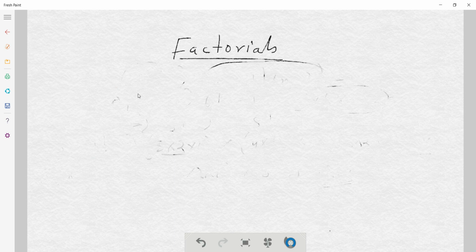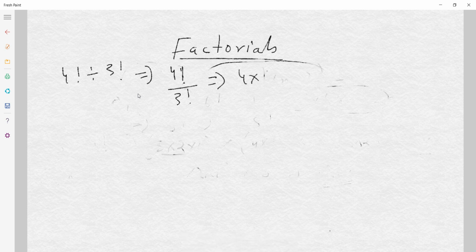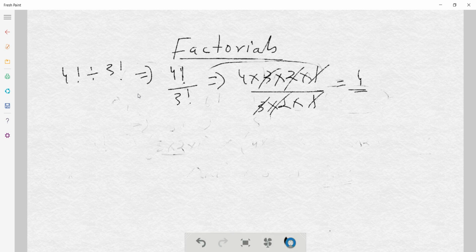We have an example where you have to work out 4 factorial divided by 3 factorial. This could be written as 4 factorial over 3 factorial. This equals 4 times 3 times 2 times 1 over 3 times 2 times 1. You can cross this off, cross this off, and so on. So it will become 4. Nice and easy.